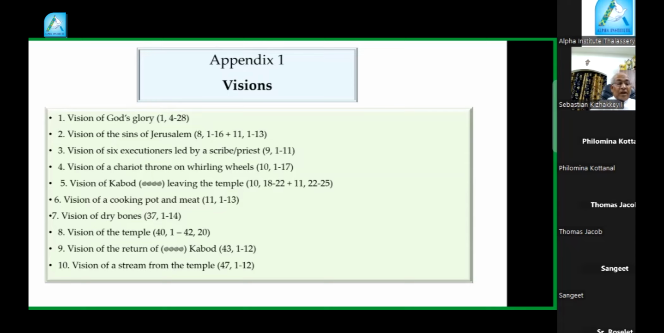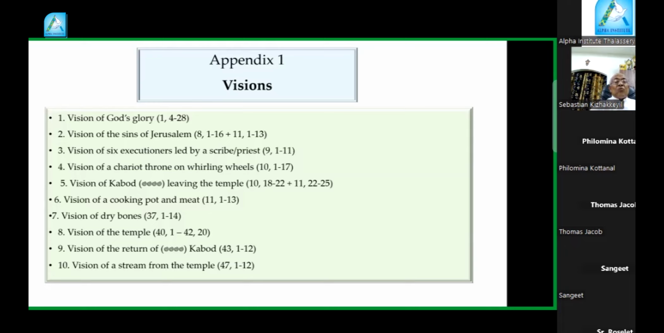In the book of Ezekiel, we have 10 visions. You have it on the screen. Vision of God's glory, first vision. Then vision of the sins of Jerusalem. Then vision of 6 executioners led by a scribe. Vision of a chariot throne on whirling wheels. Vision of Kabod leaving the temple. Vision of a cooking pot and meat. Vision of dry bones. Vision of the temple. Vision of the return of Kabod. Vision of a stream from the temple. That is from first chapter to 47 chapters, all spread out everywhere. So I will explain each one of these.